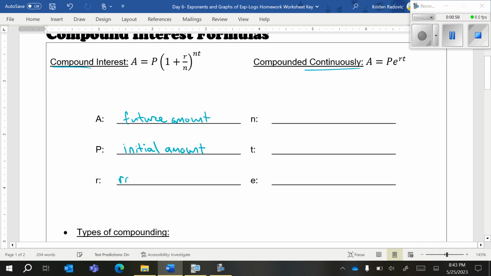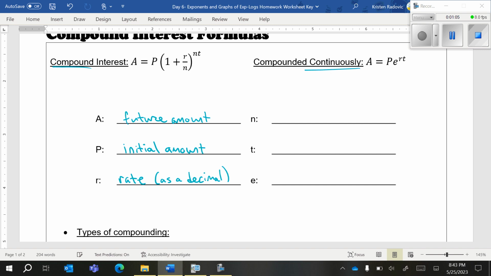R is a rate, specifically as a decimal. So if you had 3%, that means in your equation you would do 0.03. If you had 0.5%, you always move the decimal over 2 spots, or really divide by 100, whatever floats your boat. N stands for the number of compounds per year. We'll talk about that more in a bit.